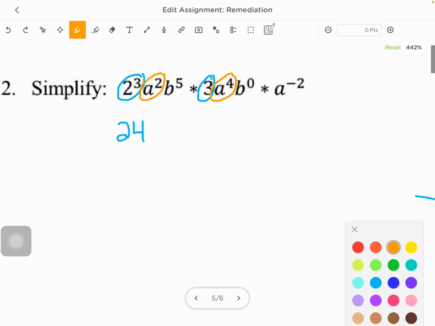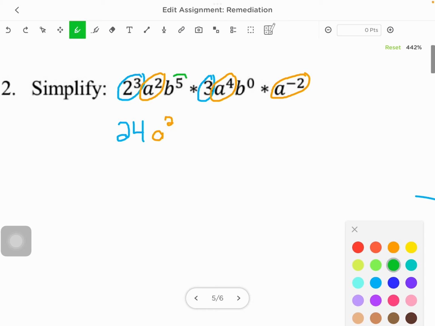And let's talk about working with those a's instead. So if you can do a little erasing, if you want to pause, feel free. We need to also combine the a squared and the a to the 4th with a to the negative 2. So adding all of those up, that's going to be 2 plus 4 minus 2. That's going to be a to the positive 2.